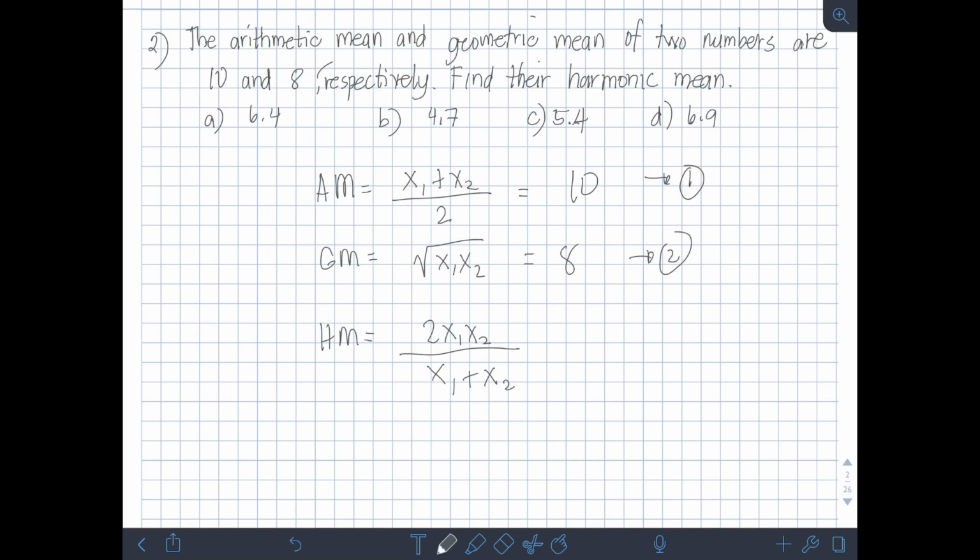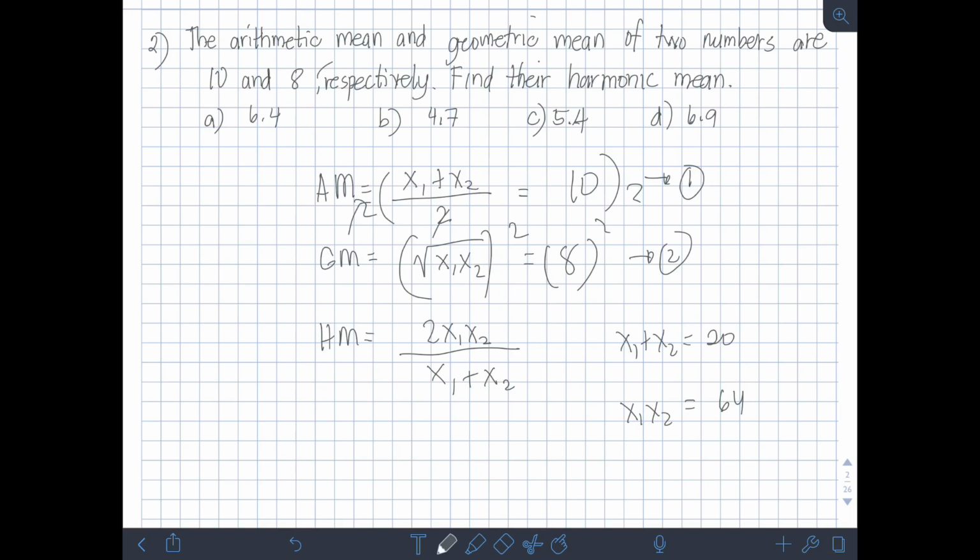So, pag ito, yung equation 1, minultiply natin both sides by 2, magiging cancel. So, x1 plus x2 is equal to 20. Multiply natin to by 2. Tapos, ito namang equation 2, pag in-square natin both sides, mawawala yung radical nung x1 times x2. So, parang x1 x2 na lang is equal to 8 times 8, which is 64.